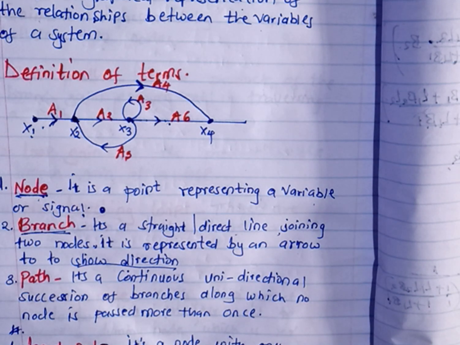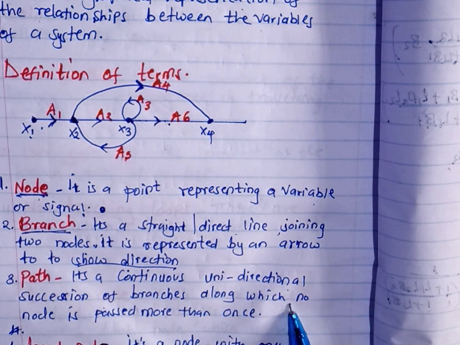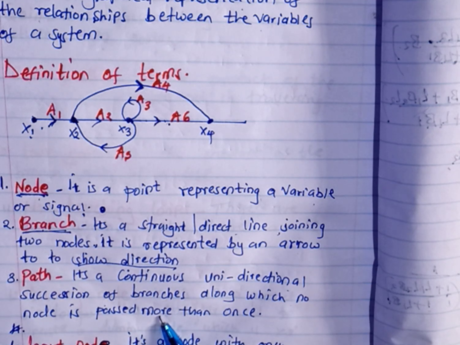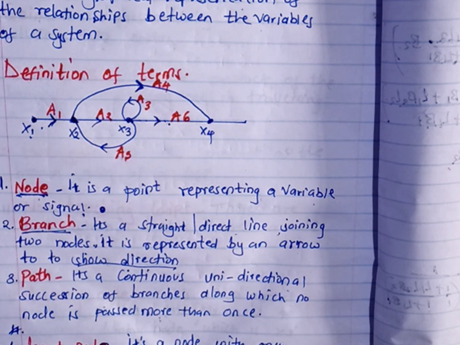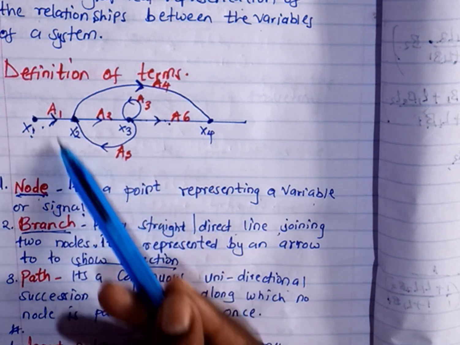Term number 3 is a path. A path is a continuous unidirectional succession of branches along which no node is passed more than once. In a signal flow graph, you can have one path, two paths, or as many paths as possible. In our diagram here, I have several paths.